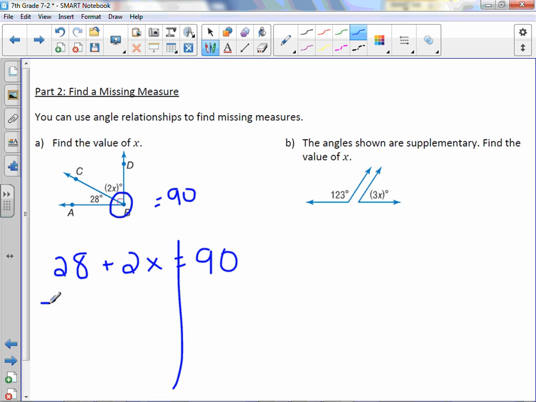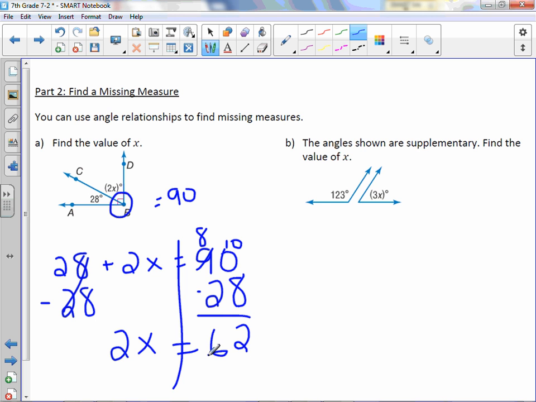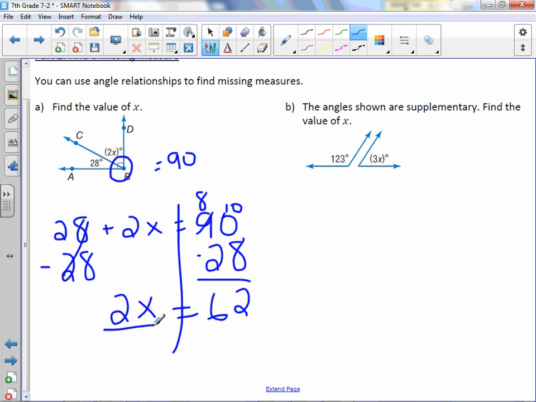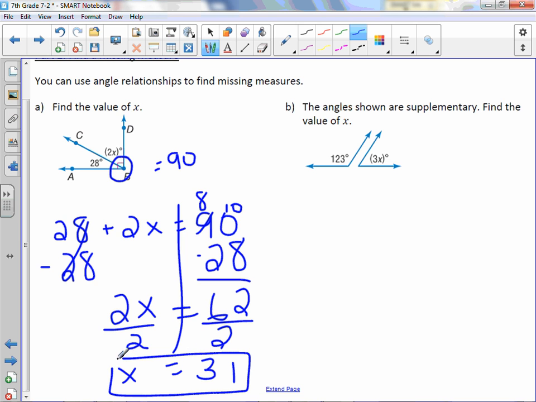From here, let's solve. Minus 28, 2x equals 62. Divide by 2, x equals 31. And here we're just finding the value of x, which is what we did.